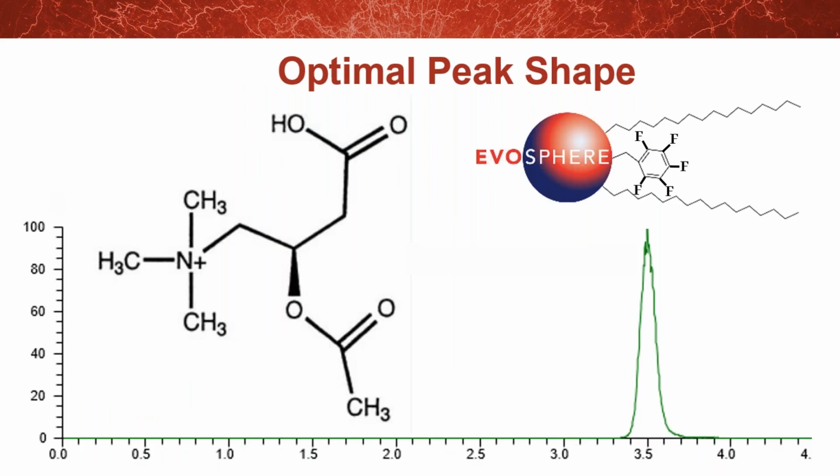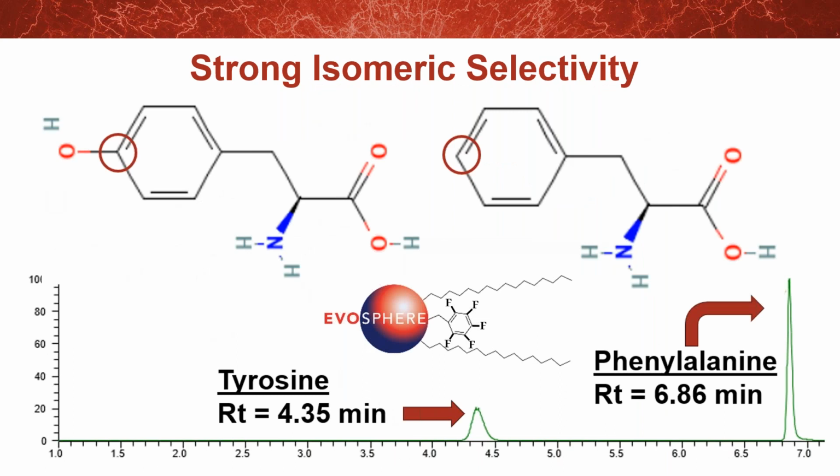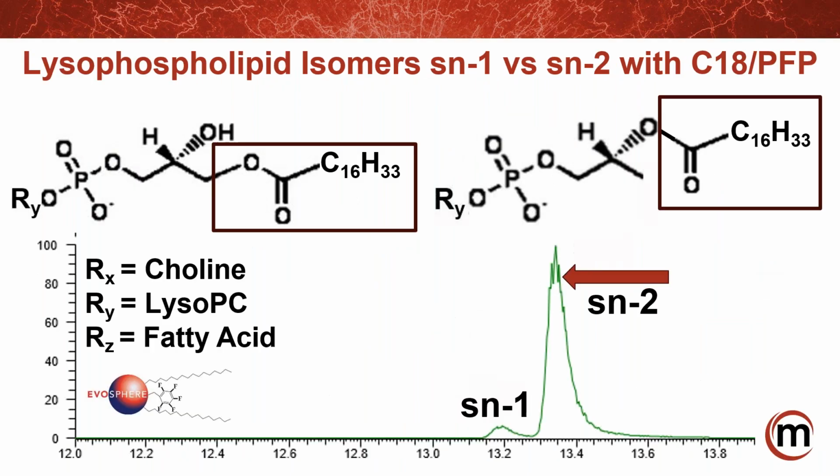Acyl carnitine on a C18, you would get pretty poor peak shape with just formic acid, and honestly, we're not exactly sure why, but you're getting really nice peak shape, which is a nice benefit. You get strong isomeric selectivity here from tyrosine and phenylalanine. Between the two compounds, you only have a hydroxy group on that phenyl. So really exciting isomeric selectivity changes.